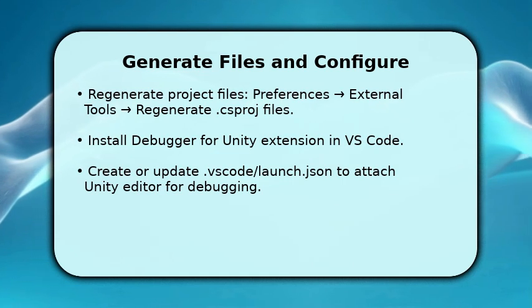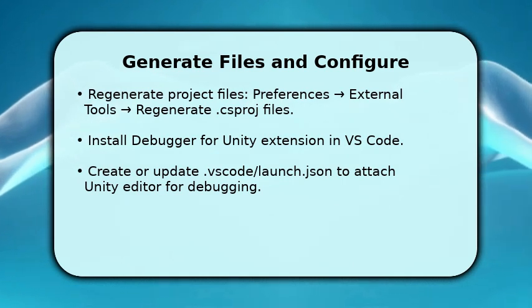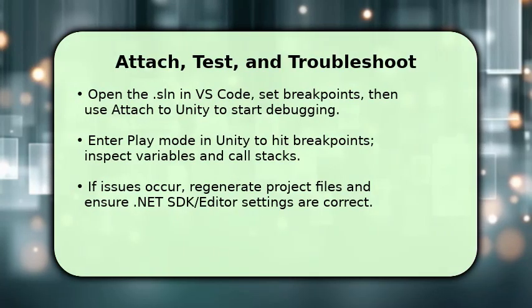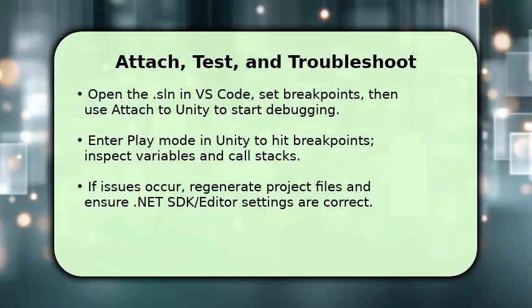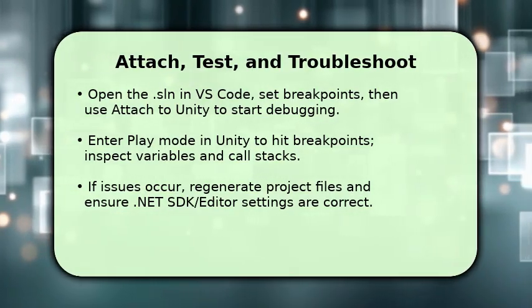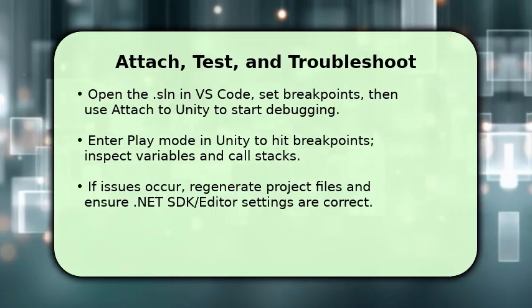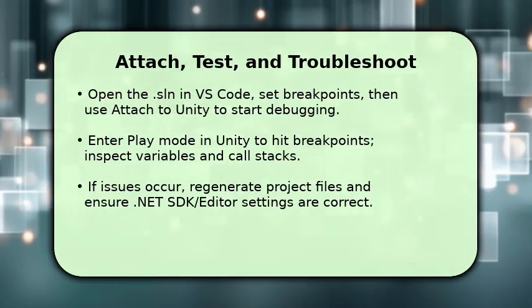This configuration lets you finally open the solution in VS Code, place breakpoints in your scripts, and choose the Attach to Unity debug profile. Then switch Unity into play mode so the debugger can hit those breakpoints. Make sure to watch the debug panel for connection status and variable inspection.